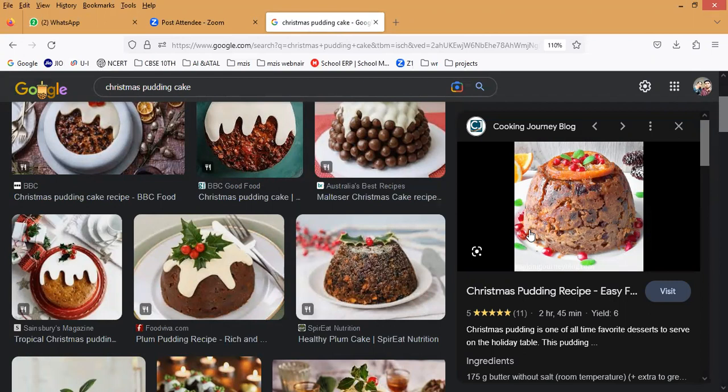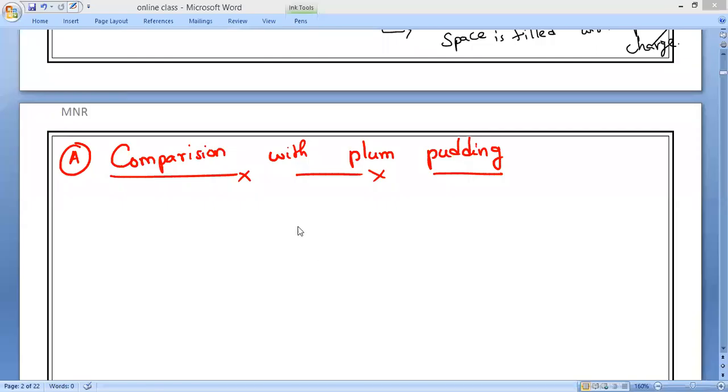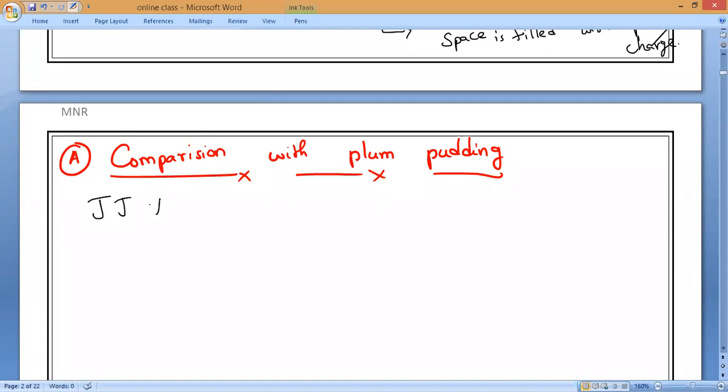So J.J. Thomson compared the atom with this Christmas pudding cake. You can see the dry fruits in the middle, which represent the negative charge, the electrons, and the whole pudding cake represents positive charge. That is what you have to remember. That is what Mr. J.J. Thomson said. Please write: J.J. Thomson compared the atom with the Christmas pudding.